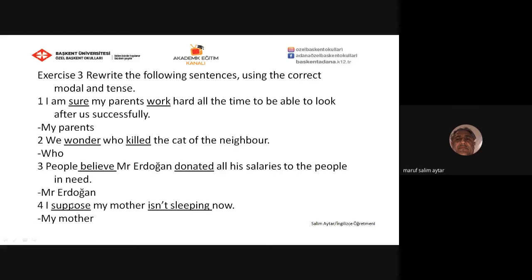4 says, I suppose my mother isn't sleeping now. A weak deduction, when you say I suppose, I think, I believe, it suggests that it should be a weak deduction. Isn't sleeping, it is present continuous. Negative deduction.